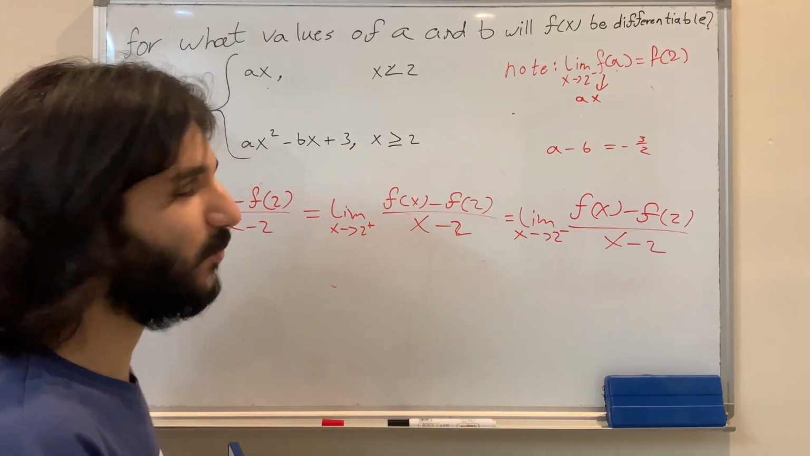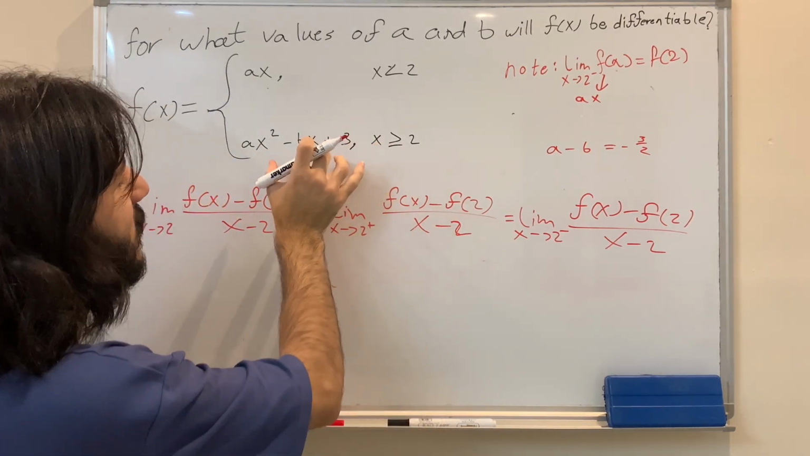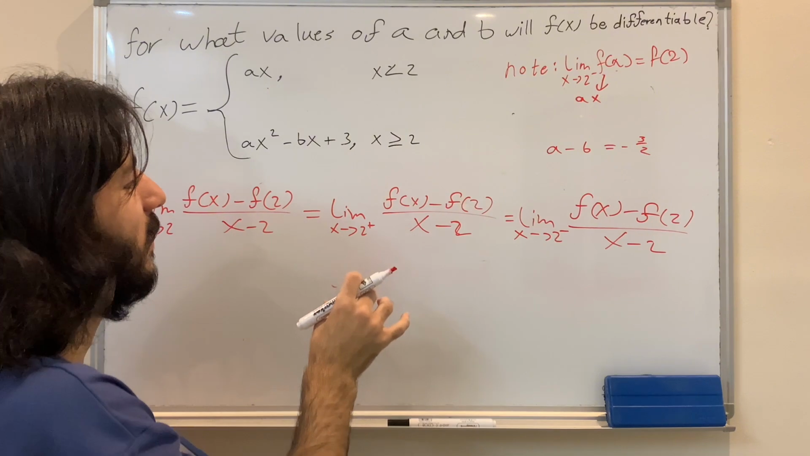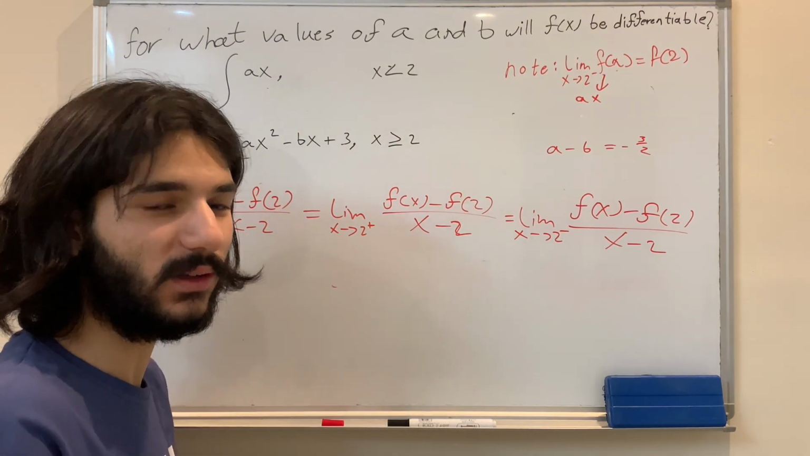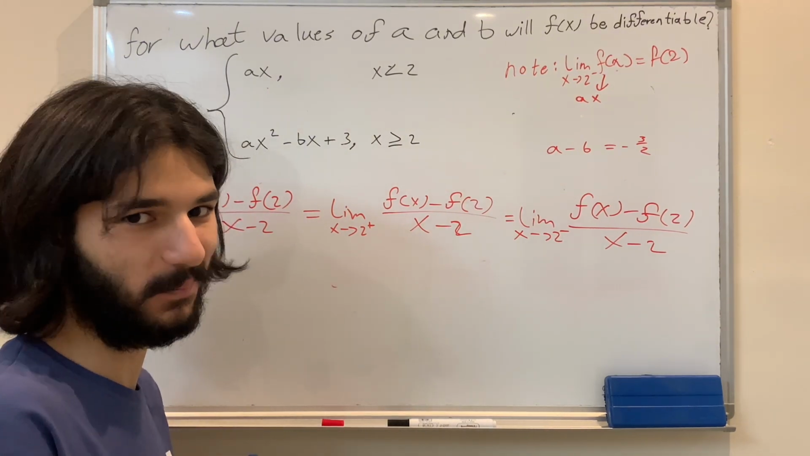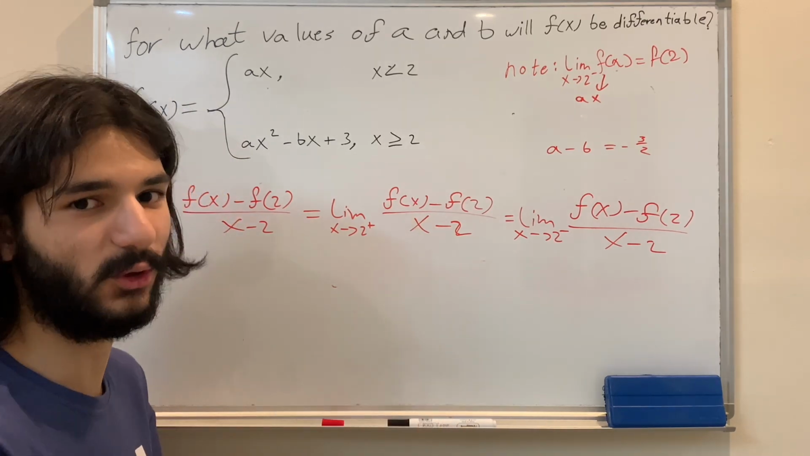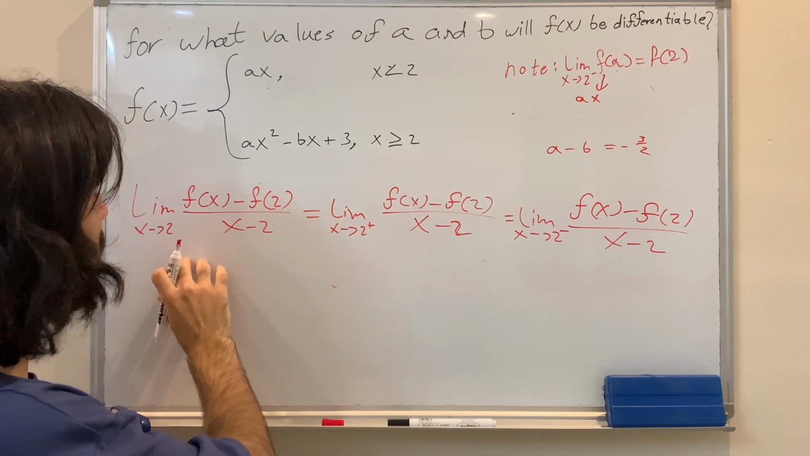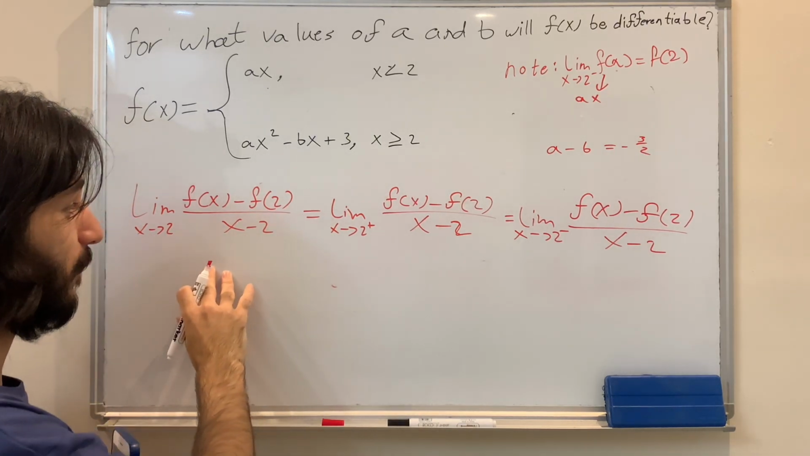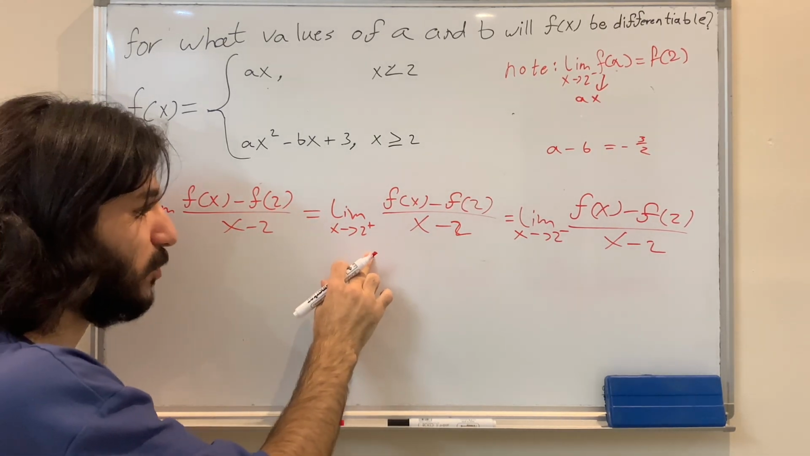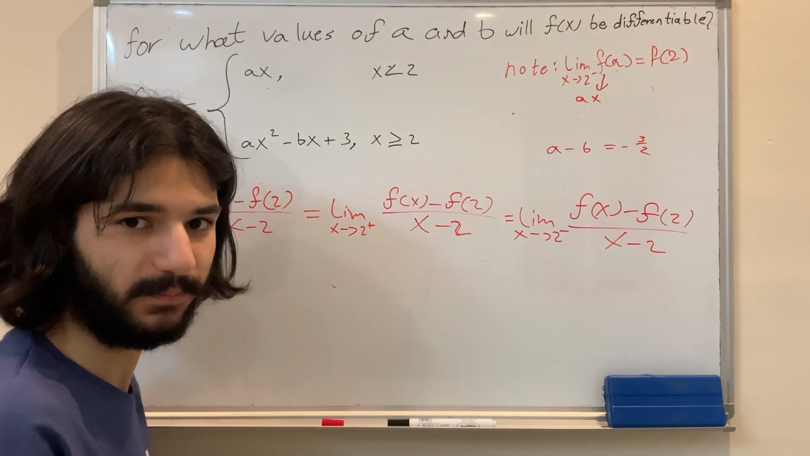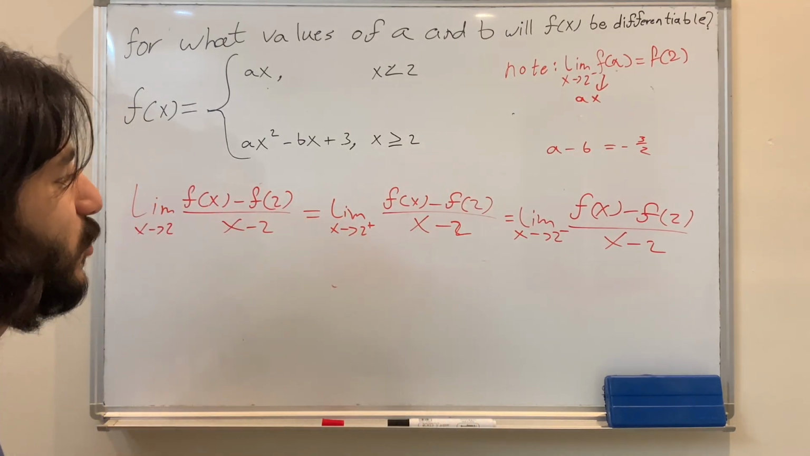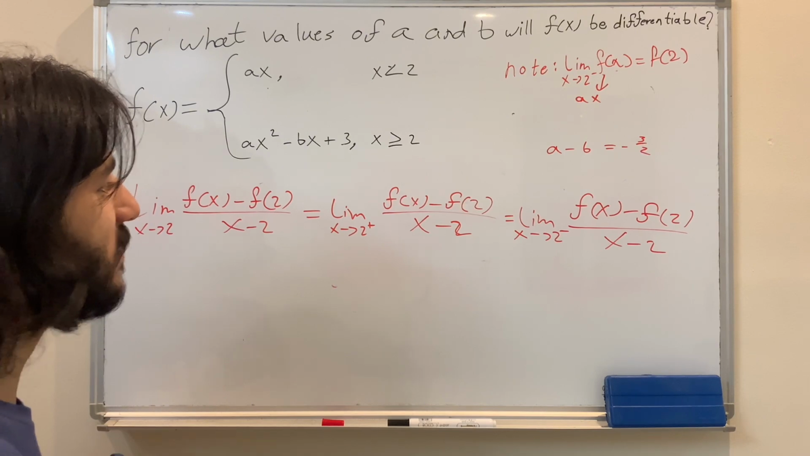To start off, again, we know that we need this and this equal when it comes to differentiating them. So they need to have the same tangent line or slope. Now to make that happen, we need the limit as x approaches 2 from the right to equal the limit as x approaches 2 from the left. Okay, so now we just plug in.